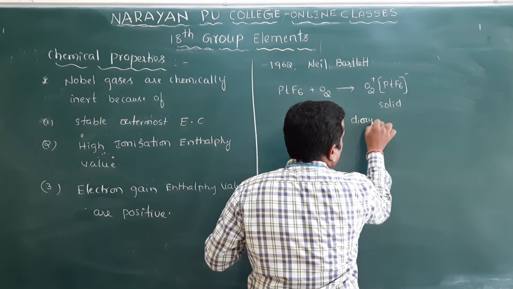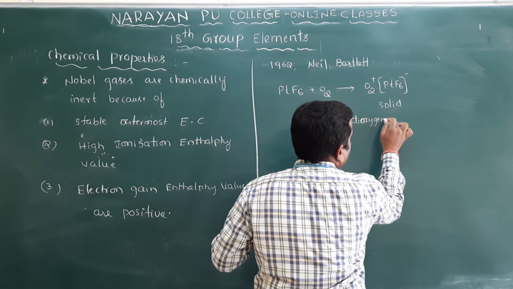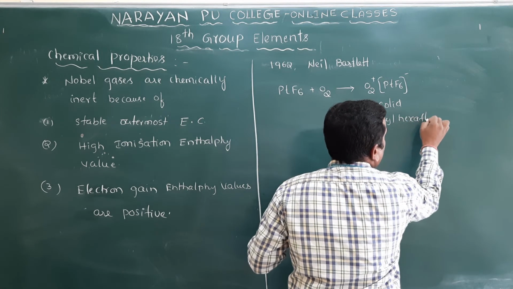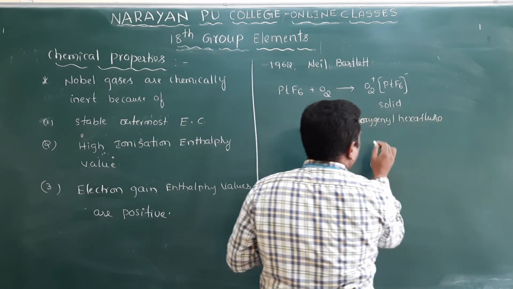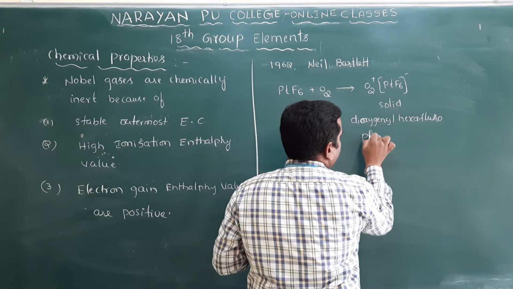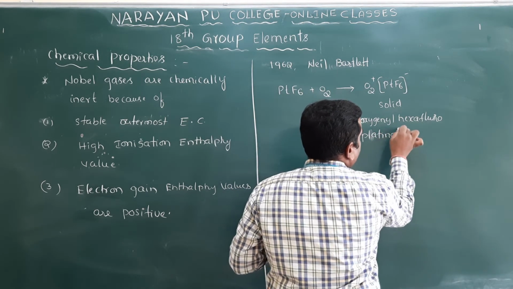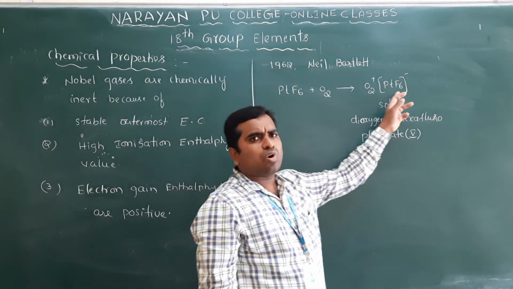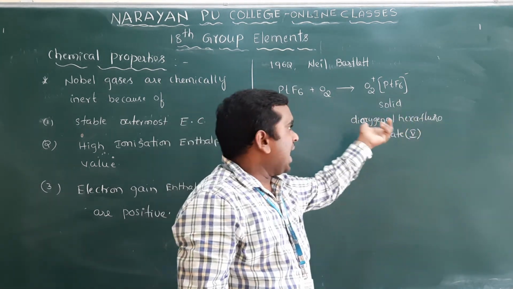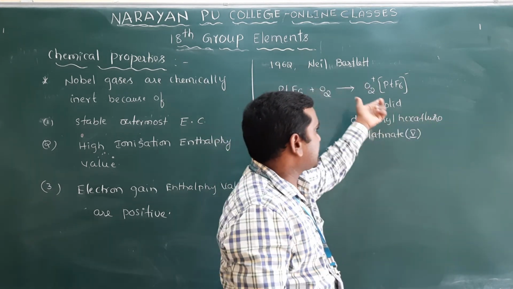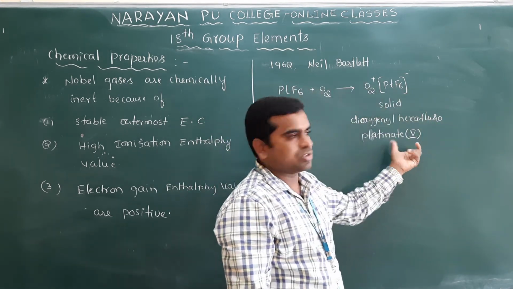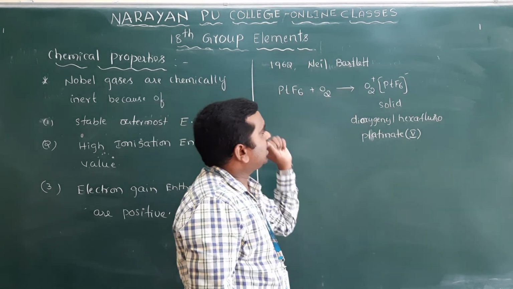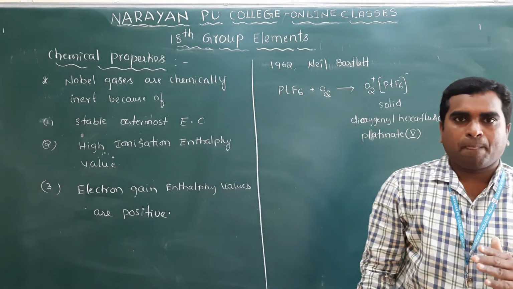The complex is dioxygenyl hexafluoroplatinate(V), where 5 means the oxidation number. It is a coordination compound, and there we will discuss the nomenclature of coordination compounds, how to write such names. So this is the first reaction he did.